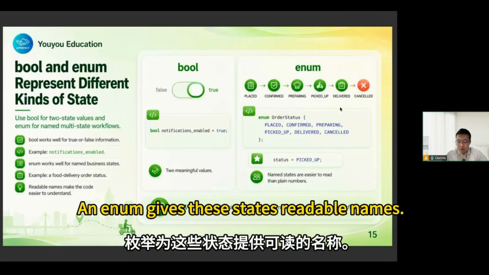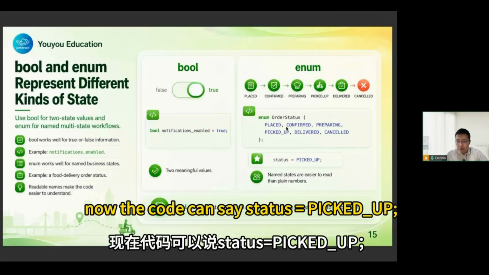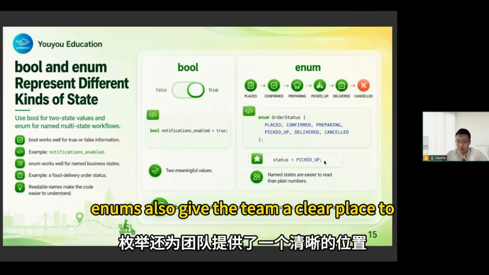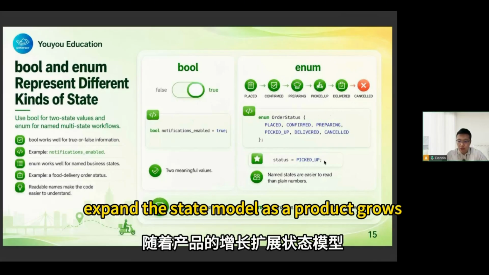An enum gives this a readable name, like this struct. Now the code can say status = PICKED_UP;. The business meaning becomes much easier to understand. Enums also give the team a clear place to expand the state model as the product grows.